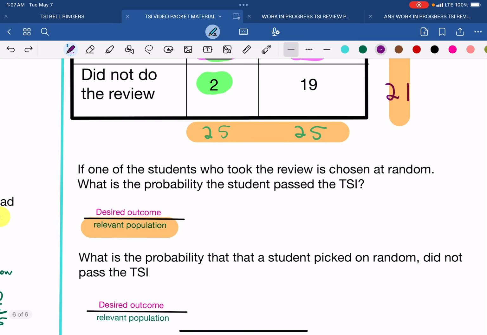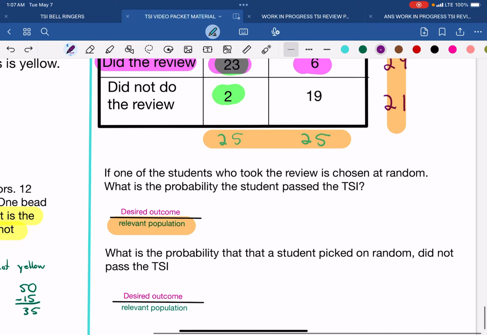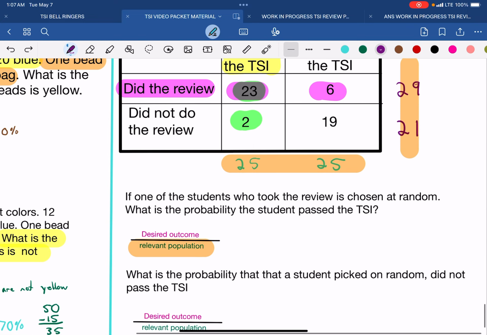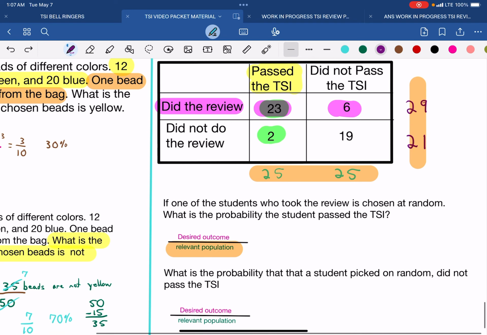If one of the students who took the review is chosen at random, what is the probability the student passed the TSI? If one of the students who took the review is chosen at random. This is the key right here. They're telling you that that student took the review. How many took the review? A total of 29.